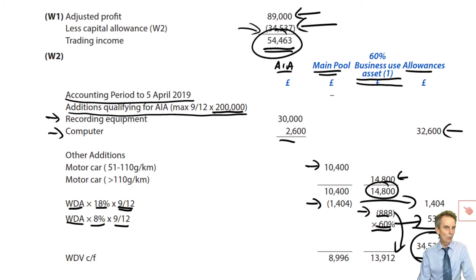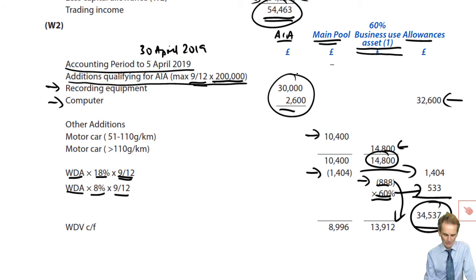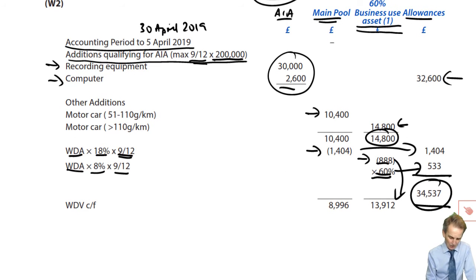Now, it could have been more interesting if, for example, the accounting period, instead of being the 5th of April 19, was the 30th of April 2019. What difference would that have made? Well, obviously the maximum AIA limit would have gone up. It would have been 10/12ths of 200 rather than 9/12ths. Didn't matter because the level of expenditure was well below that. It would have impacted on these writing down allowances. Those would be now times 10/12ths the length of the accounting period.